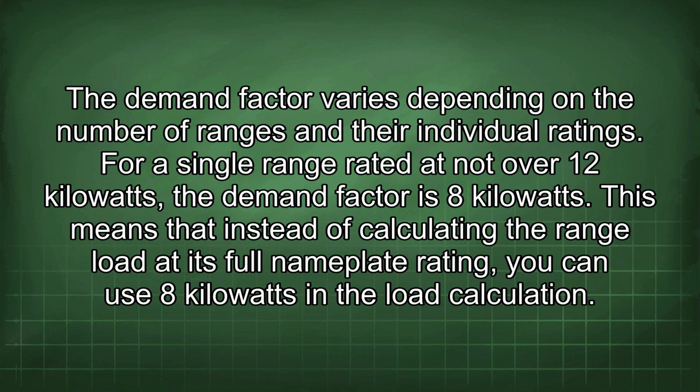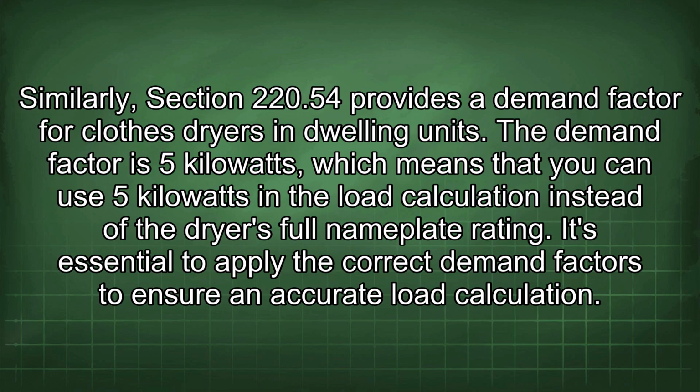For a single range rated at not over 12 kilowatts, the demand factor is 8 kilowatts. This means that instead of calculating the range load at its full nameplate rating, you can use 8 kilowatts in the load calculation. Similarly, Section 220.54 provides a demand factor for clothes dryers in dwelling units. The demand factor is 5 kilowatts, which means that you can use 5 kilowatts in the load calculation instead of the dryer's full nameplate rating.